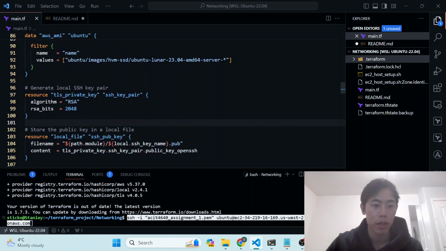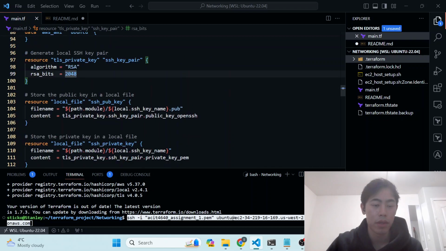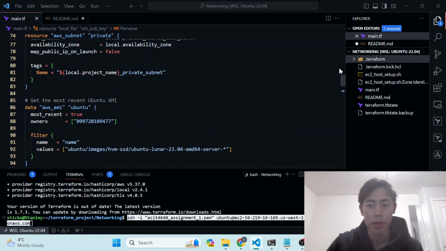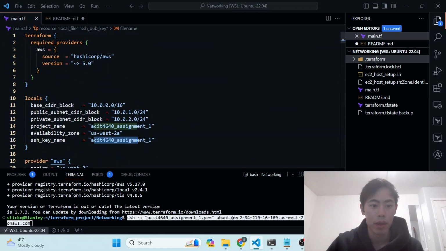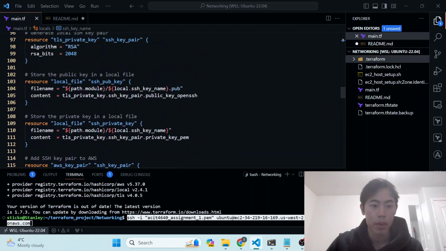Next resource block is for SSHing, where I use TLS private key, called it SSH key pair. Use the RSA algorithm with 2048 bits. Local file SSH pub key. This is just the local directory, and then the key that is created with the pub suffix. As you can see, this is the key name right here. Next, same thing, but with the private, it's given no suffix. The public has pub, private has no suffix. The contents being the TLS private key algorithm, key pair, and then private key PEM.